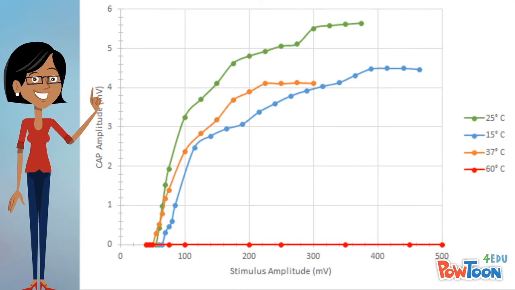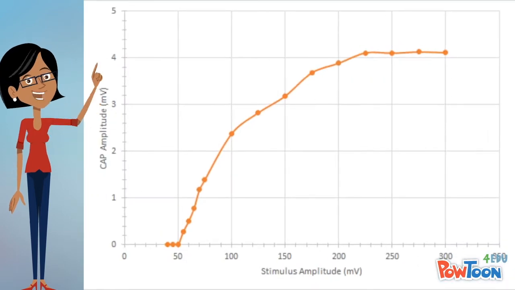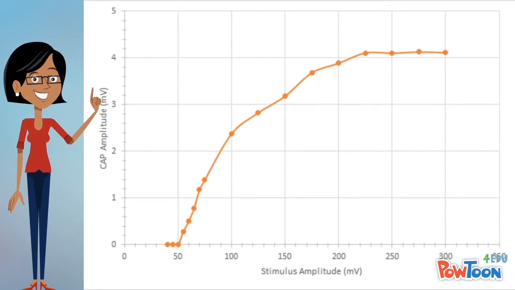At the warm temperature of 37 degrees, we saw a decrease in both the threshold and in the stimulus required to produce a max CAP. The threshold was at 55 millivolts, and we reached max CAP with a stimulus of 225 millivolts.